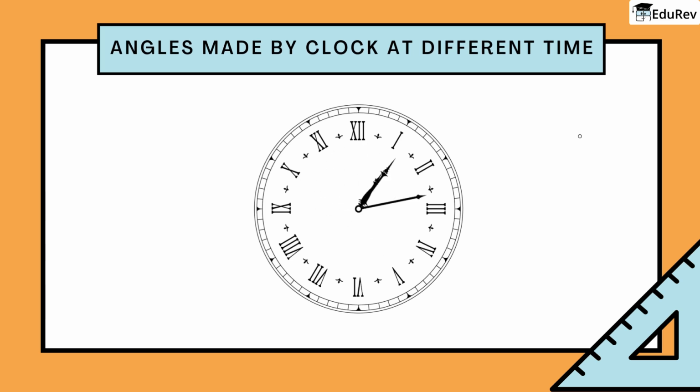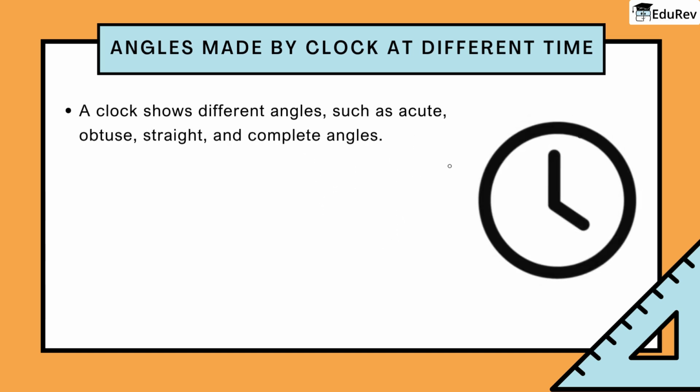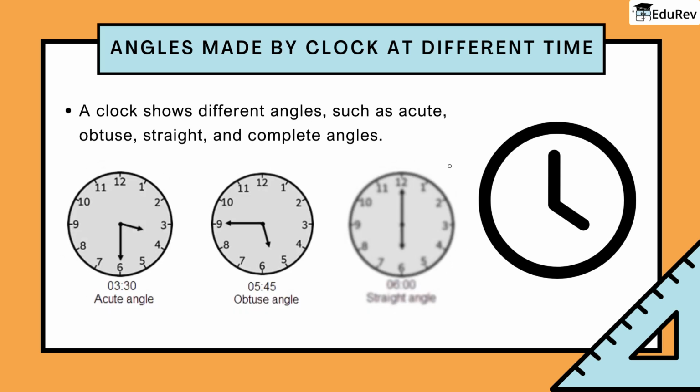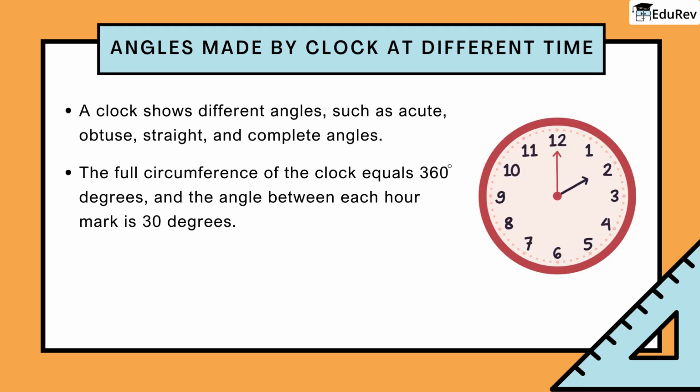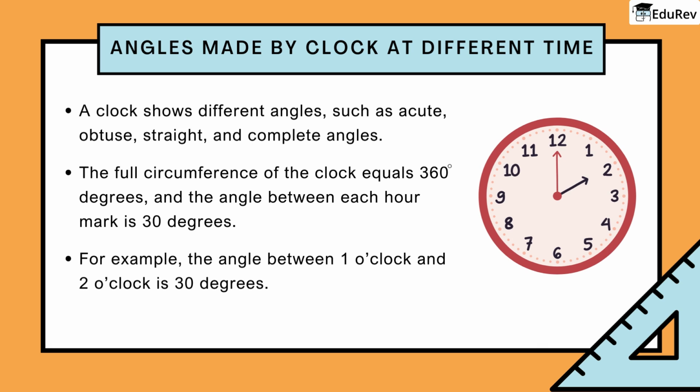Angles also appear in everyday life, like on a clock. A clock shows different angles, such as acute, obtuse, straight, and complete angles. The full circumference of the clock equals 360 degrees, and the angle between each hour mark is 30 degrees. For example, the angle between 1 o'clock and 2 o'clock is 30 degrees.